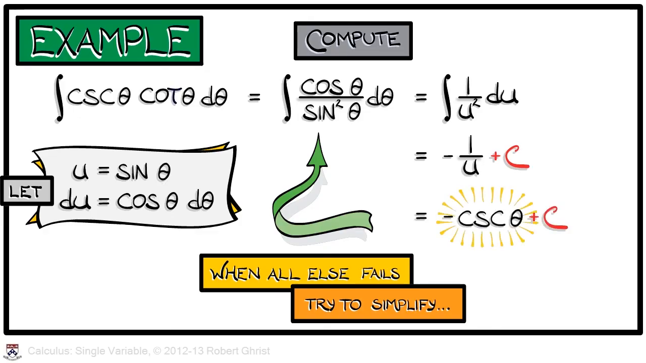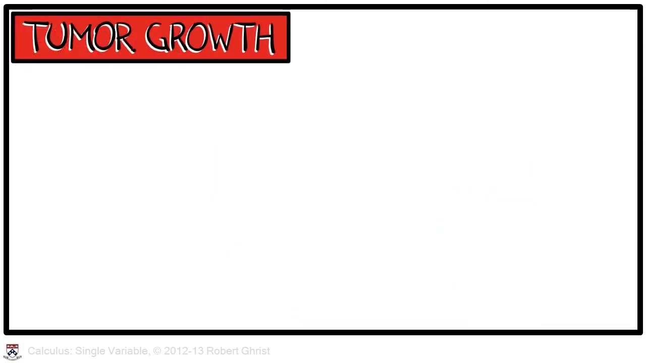Substituting back in, we get negative 1 over sine theta. That is negative cosecant theta plus a constant. I'll leave it to you to check. We're going to put these techniques to use in a differential equation that models the growth of a tumor.